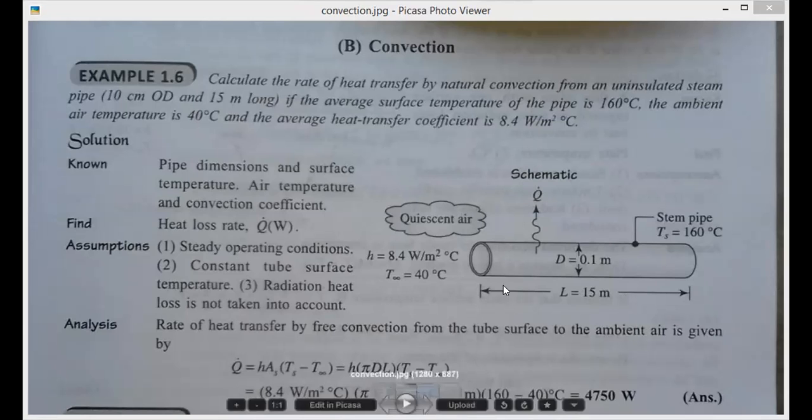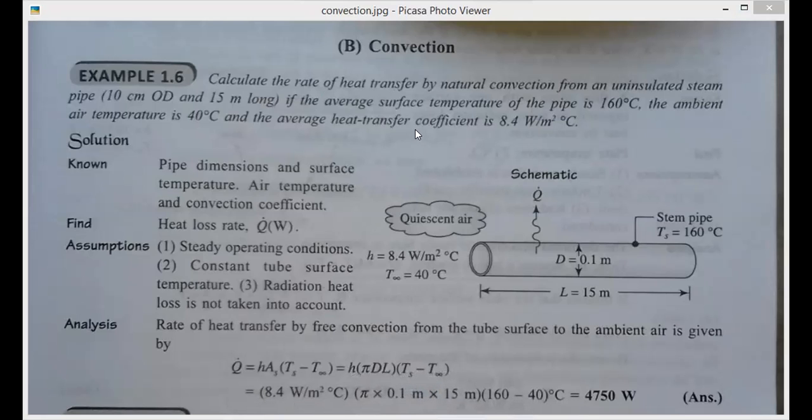D is the diameter of the pipe. Diameter of the pipe is 10 centimeter. Convert this to meter, so 0.1 meter. And length of the pipe is 15 meter. And the temperature difference 160 minus 40. So 8.4 into pi into 0.1 into 15 into (160 minus 40). The answer will come as 4750 watt. So here is the answer. Okay, so the convection problem is also done.